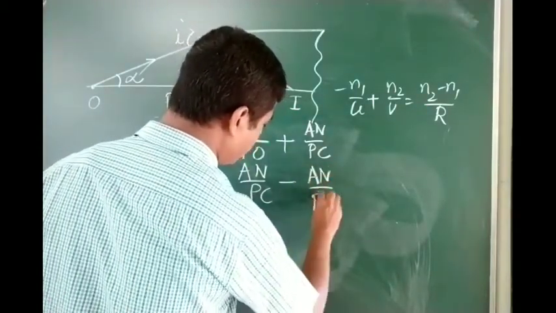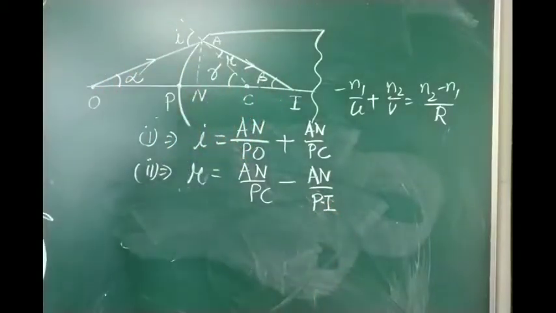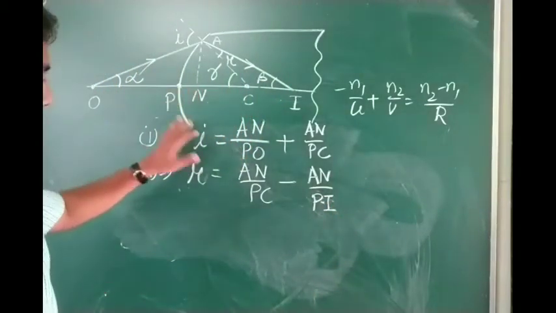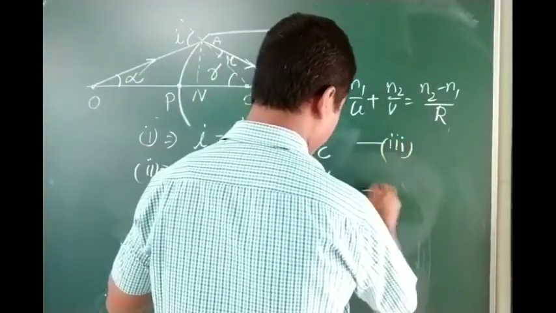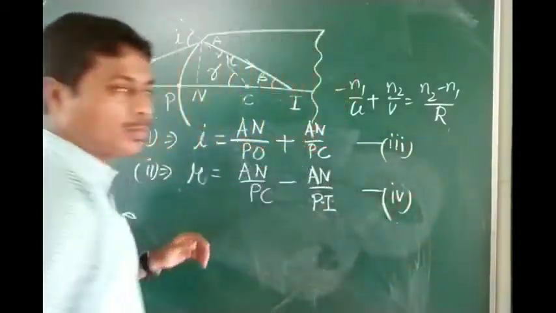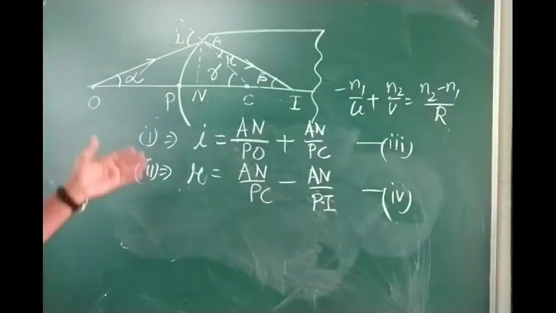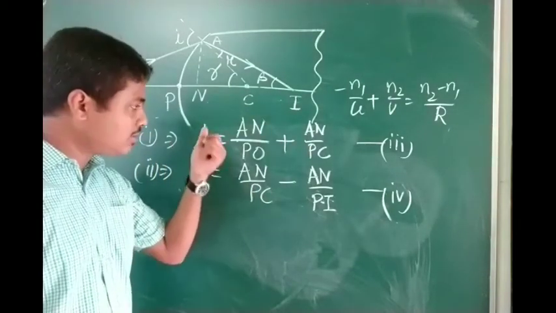Or we have written this as PI. So we have got I is equal to and R is equal to. Mark this is equation 3. This is equation number 4. Now what we can do, we can put all the values, that is this 3 and 4.